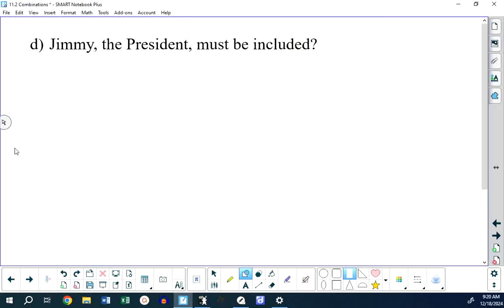D, Jimmy, the president, must be included. So this is a group of people on a students' union in a school, and they're forming a 6-member subcommittee or a committee from those 15 people. So there's 2 ways to approach it.